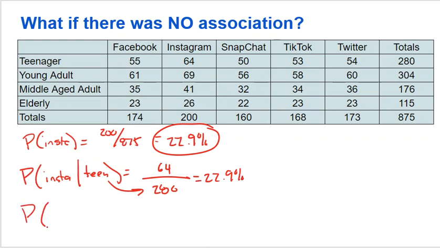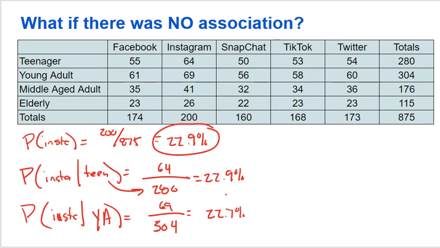And then again, let's look at young adult. So again, we're still looking at Insta. Can't change that first guy. Now we're going to look at those that are young adult, YA for young adult. Once again, the condition young adult, 304, is going to change my denominator. Of those young adults, 69 use Instagram. 69 divided by 304. Oh my gosh, wow. It's about 22.7%. Not exactly the same, but pretty darn close. So this is showing me that, apparently, age doesn't change me using Instagram.